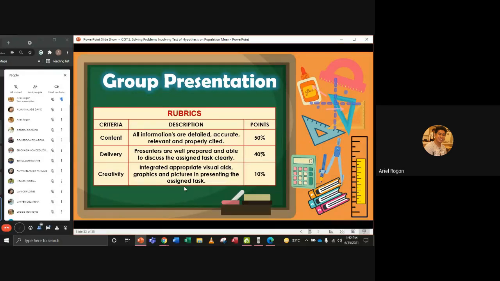I'll give you 3 minutes to prepare. Okay? 3 minutes to prepare. And after 3 minutes, sige, magpe-present na kayo. Group 1, be ready. Group of Heaven. Yes po, sir. Okay, you're the first one to present.